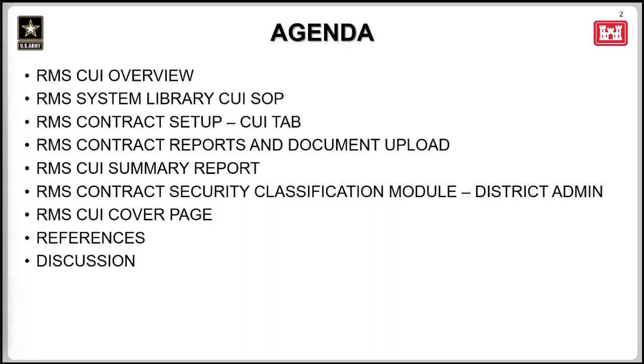Today we're going to cover a CUI overview of the tools that RMS is going to provide with these changes on dealing with CUI, and basically the document marking and handling requirements related to CUI. We're going to talk through some resources that are being provided in the system library, and then we will go through how you set up a contract and a new tab that's been added to the contract setup module to indicate if the contract is CUI or not.